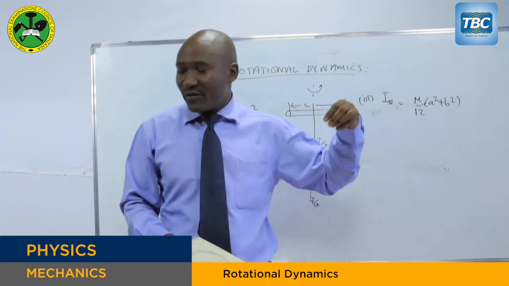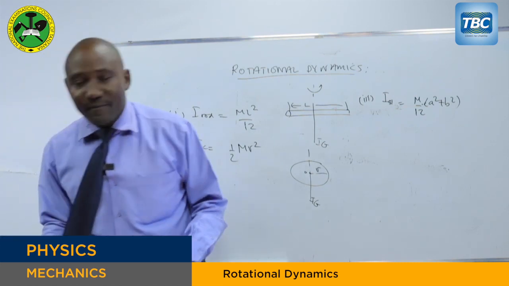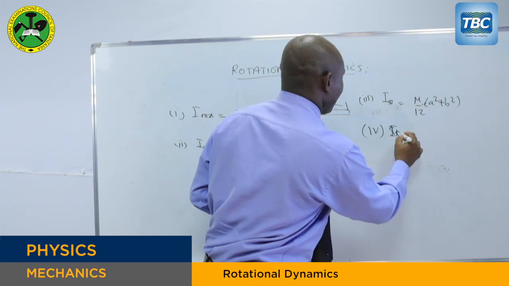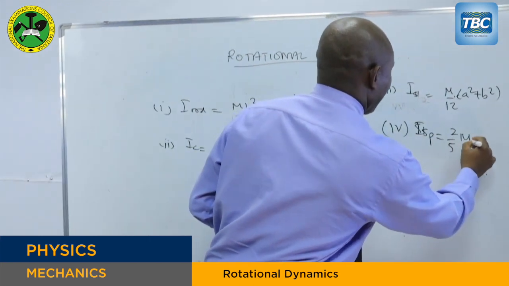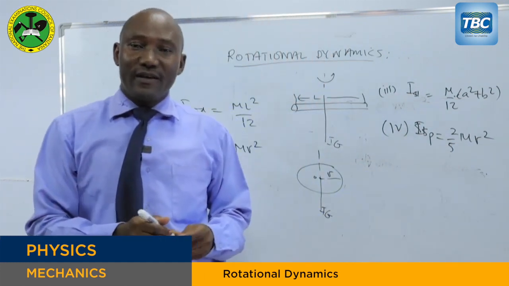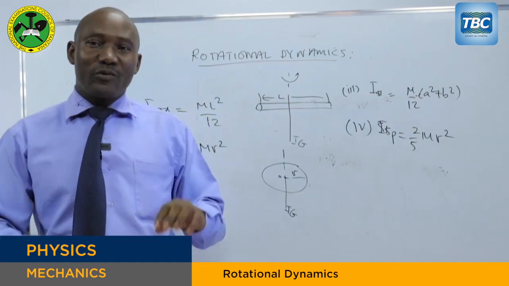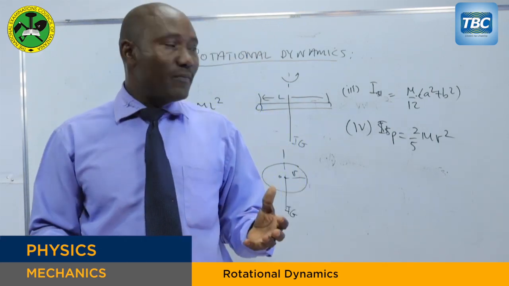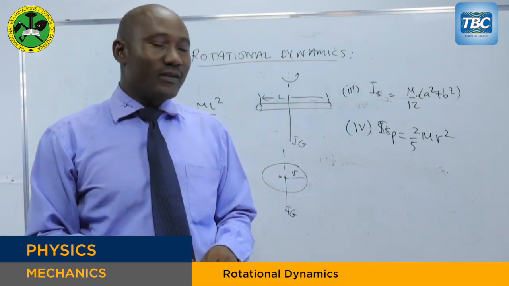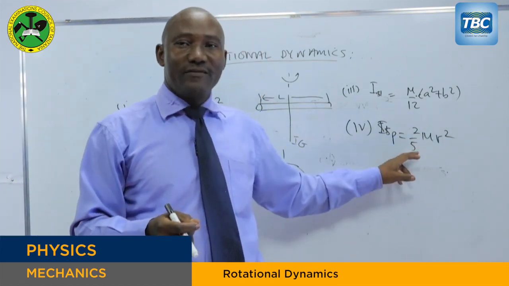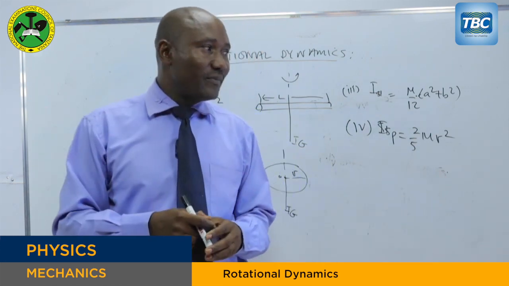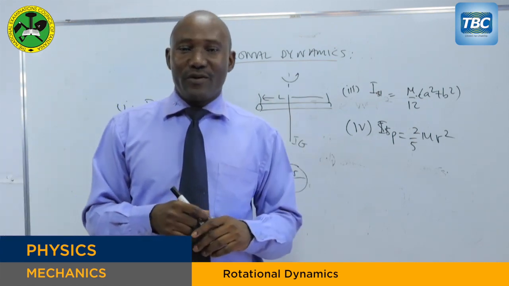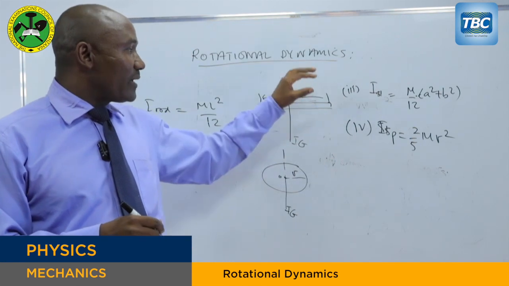Not only that, we have also another body which is given the name sphere. Moment of inertia of a solid sphere about its center. We took geography, you know that when the Earth rotates, the Earth is also a sphere, spherical in shape. It rotates about its axis. So the moment of inertia of that sphere is 2/5 mr squared. R is the radius.